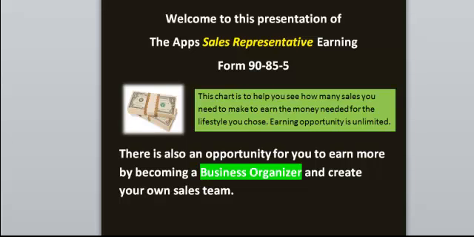This is our Form 90-85-5. This chart is to help you see how many sales you need to make to earn the money needed for the lifestyle you choose. Earning opportunity is unlimited. There's also an opportunity for you to earn more by becoming a business organizer and create your own sales team.